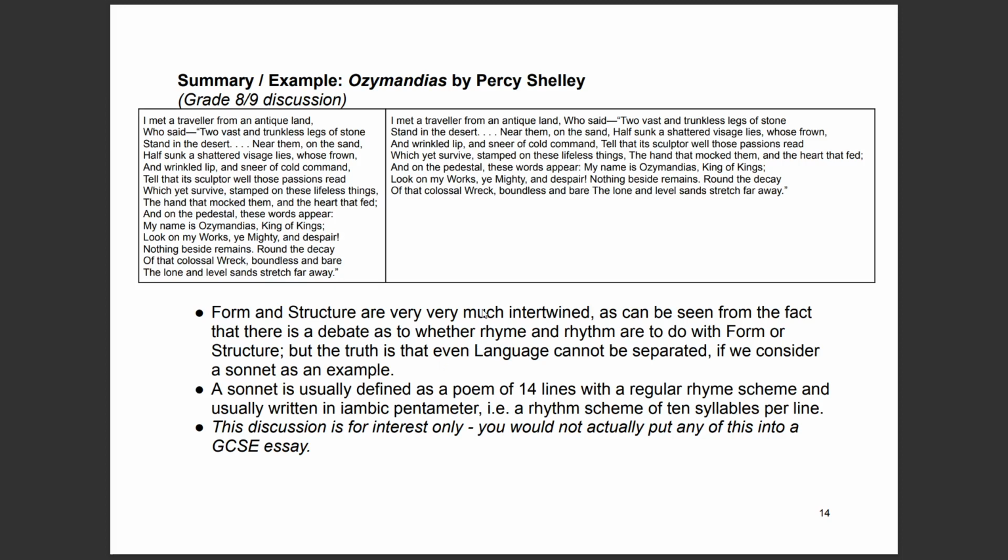So form and structure are very much intertwined, as can be seen from the fact that there is a debate as to whether rhyme and rhythm are to do with form or structure. But the truth is that even language cannot be separated. If we consider a sonnet as an example, you could do this with other pieces of text, but it's easier with this example here. A sonnet is usually defined as a poem of 14 lines with a regular rhyme scheme and usually written in iambic pentameter, i.e., a rhythm scheme of 10 syllables per line.